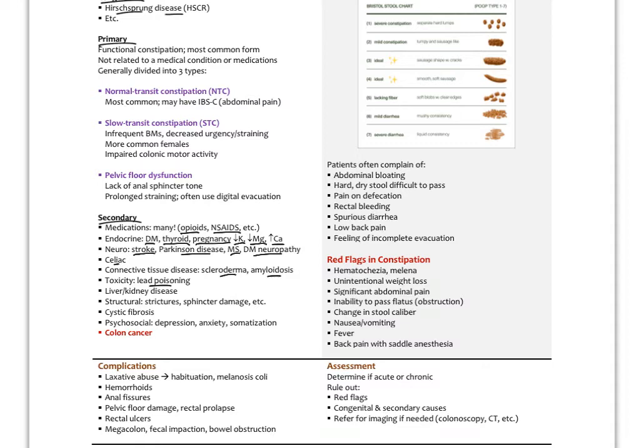Also, psychosocial factors, depression, anxiety, and somatization disorders are all correlated with constipation to various degrees, and that's partly because, with depression, we do know that serotonin is one of the neurotransmitters involved, and serotonin, remember, is a major neurotransmitter in the enteric nervous system. And then colon cancer also can be a cause of constipation. So we kind of rule all these out when working up a person's diagnosis for constipation.